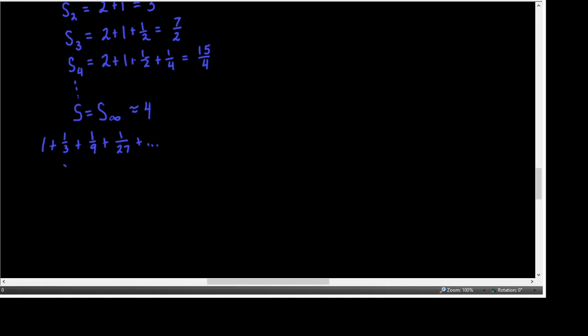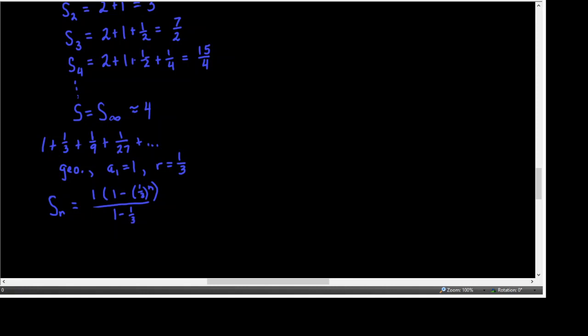Of course, this is geometric, where a sub 1 is 1 and r is 1/3. And so s sub n for this one would be s sub 1, which is 1, times 1 minus 1/3 to the nth, all divided by 1 minus 1/3.